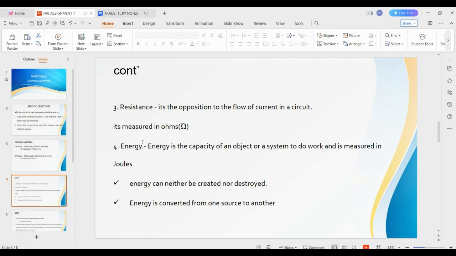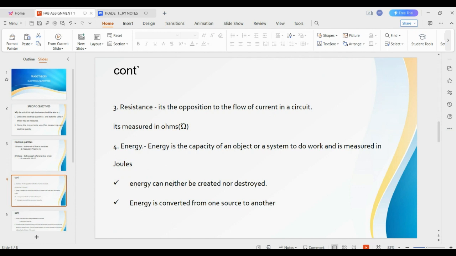Let's move to the next electrical quantity, that is energy. Energy is the capacity of an object or a system to do work, and it is measured in joules, abbreviated as capital J.